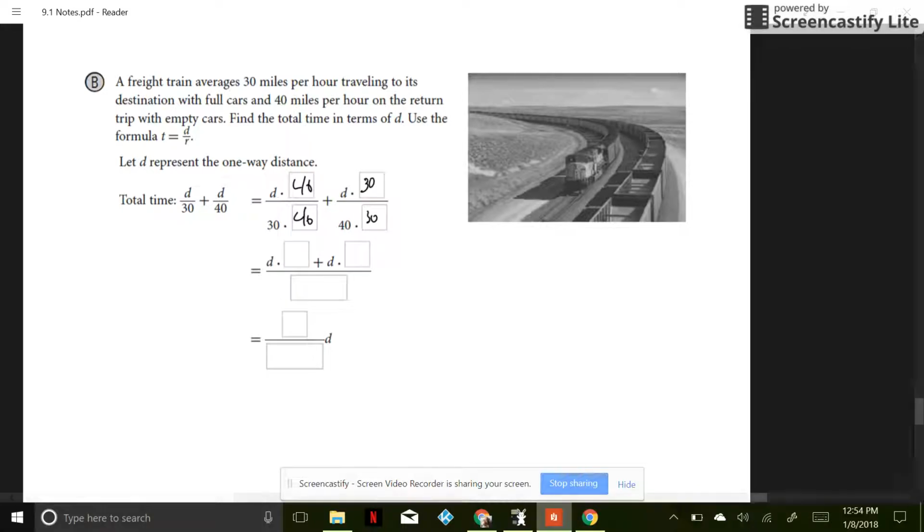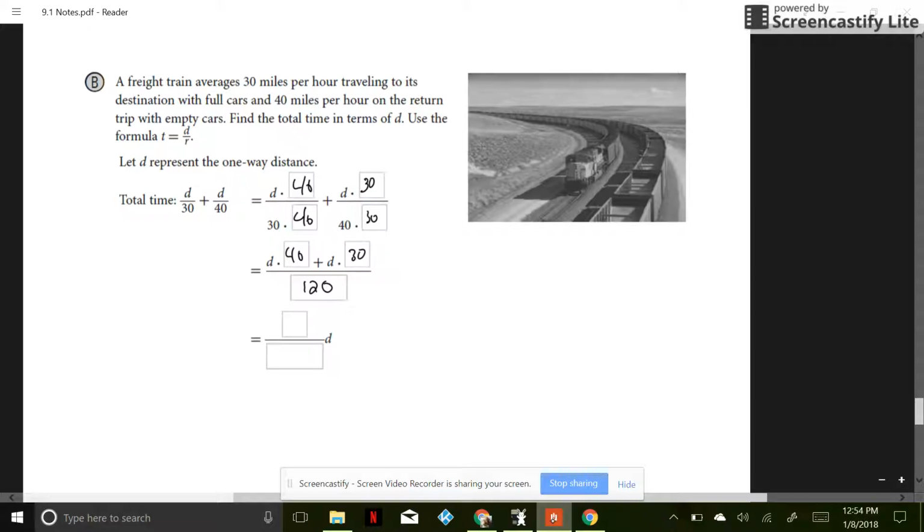So we're finishing section 9.1, adding and subtracting rational expressions, working with some real-world examples. We're trying to find the total time in terms of the distance that this train is traveling. So we found the common denominator would end up being 120, the 30 times 40. So the first term we multiplied by 40 over 40, second term multiplied by 30 over 30. So we get d times 40 plus d times 30 over the common denominator of 120.